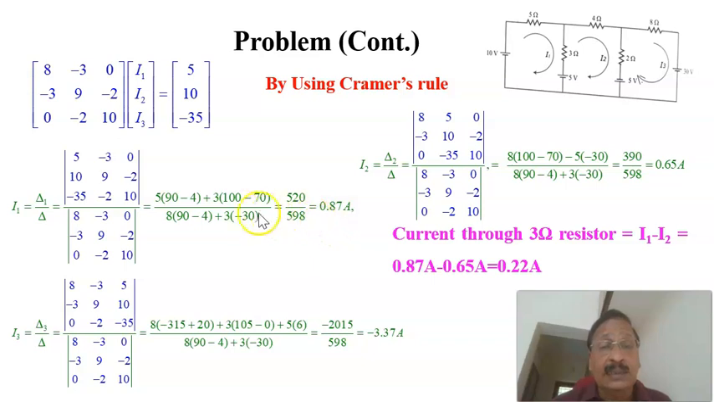If you take the ratio of the determinant of this one, we will be getting 520 divided by 598, which is equal to 0.87 amperes. Therefore, the mesh current I1 equals 0.87 amperes.